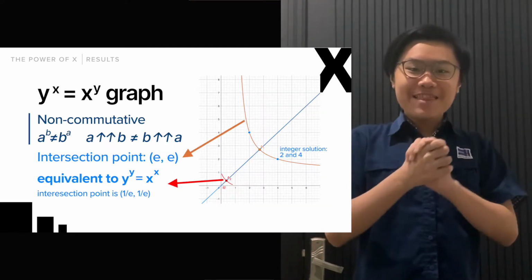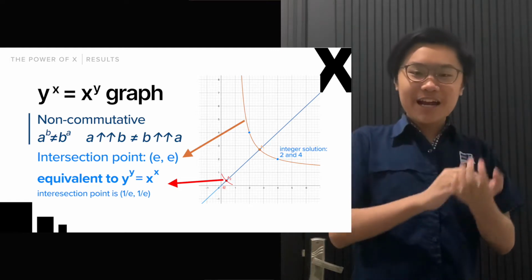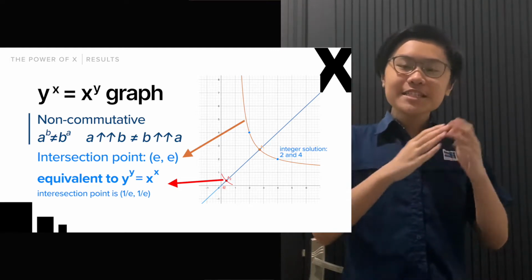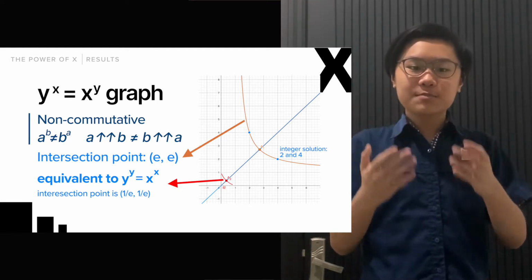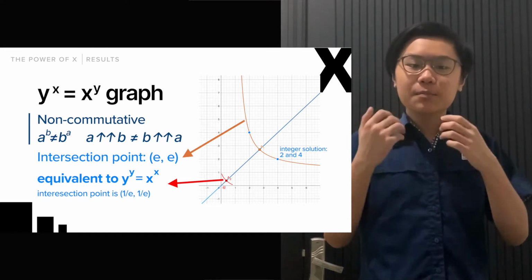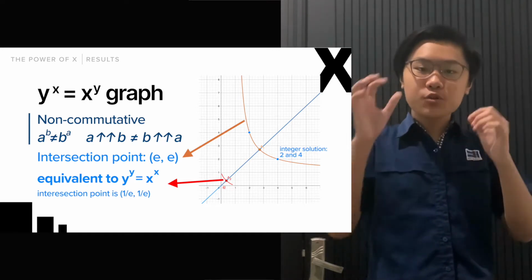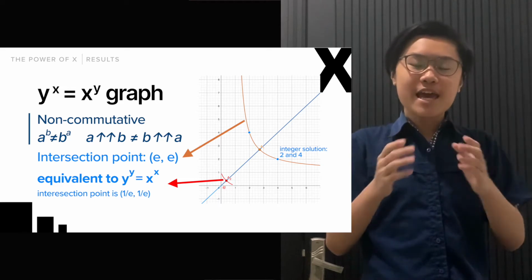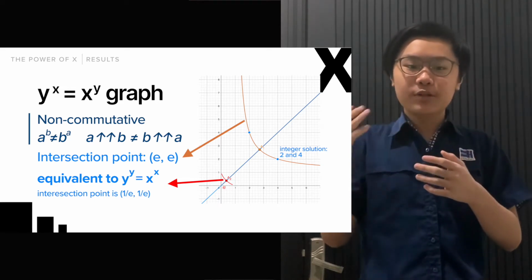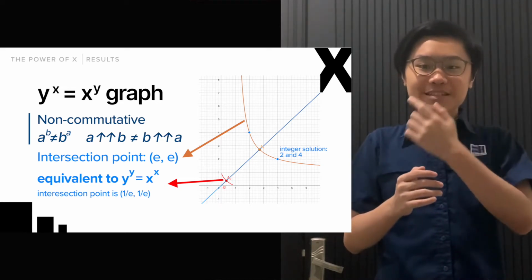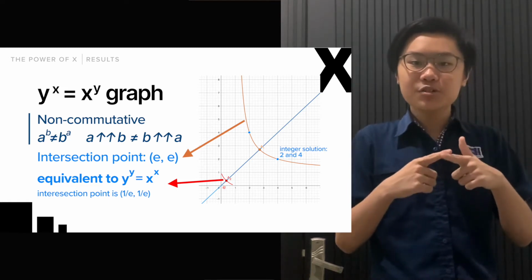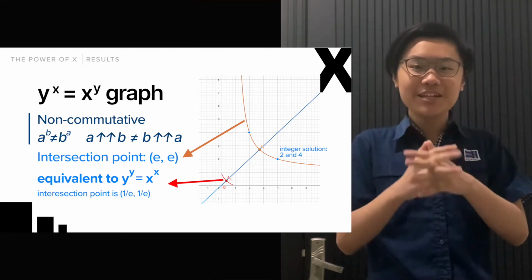Next, we'll take a look at the y to the power of x equals x to the power of y graph. And this actually shows a property of exponentiation, which is non-commutative. And that means that when you move around the order of the numbers, the result is not going to be the same. In this graph, you can see this orange curve. The intersection point with the line is actually e comma e.